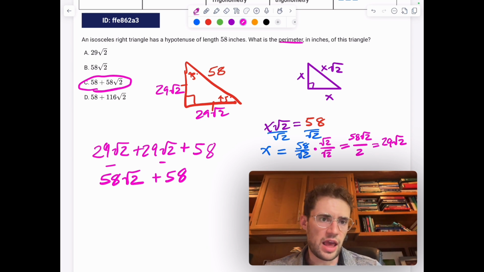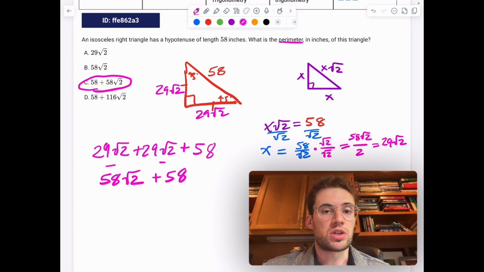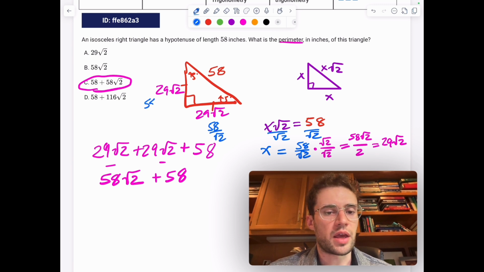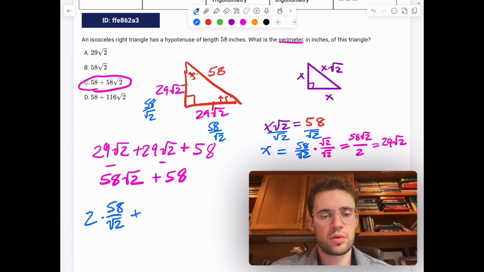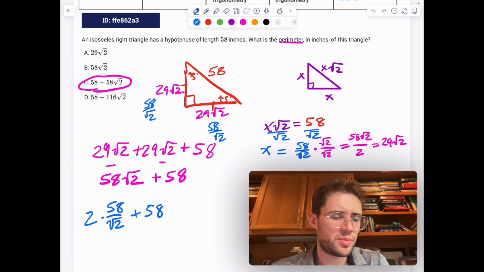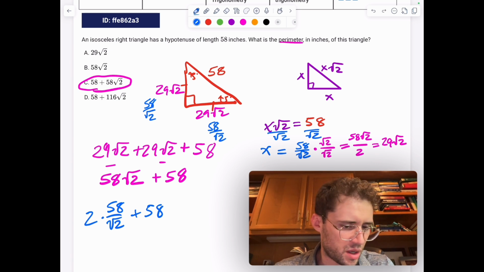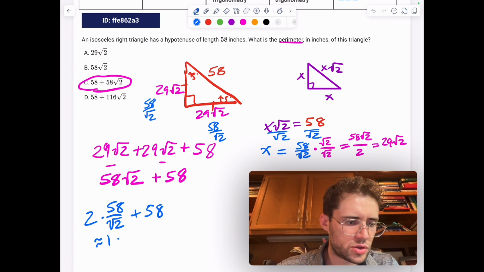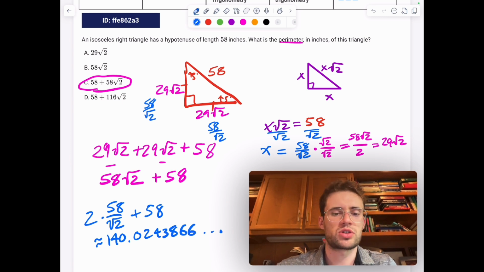Now, if you don't feel comfortable with rationalizing denominators and finding it that way, and you just wanted to leave it as 58 divided by the square root of 2, so you'd say 58 over root 2, 58 over root 2, then you would end up with this, right? So 58 over root 2 basically times 2 plus 58, because you have two of them. So if you type this into your calculator, 2 times 58 divided by the square root of 2 plus 58, it gives you 140.024386, and an irrational number, so it keeps going.